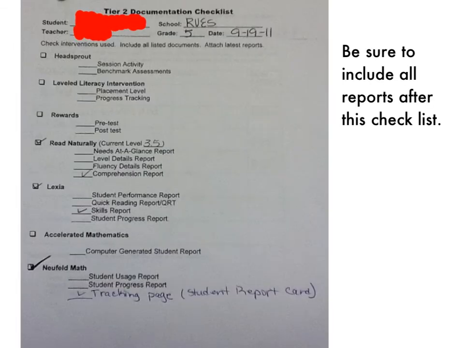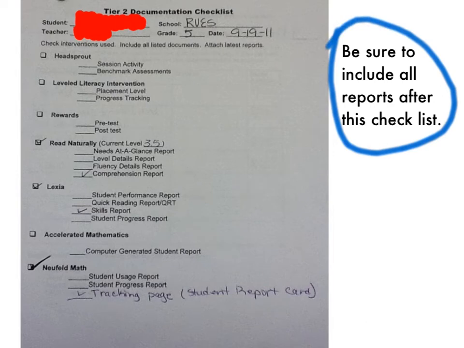Here's the Tier 2 documentation checklist. Be sure to include this plus all of the necessary reports that you check off on the list. If you have trouble printing them, please ask someone and we'll find a way to help you.